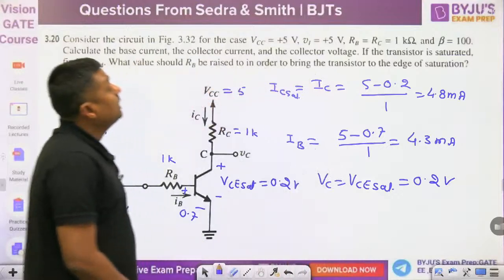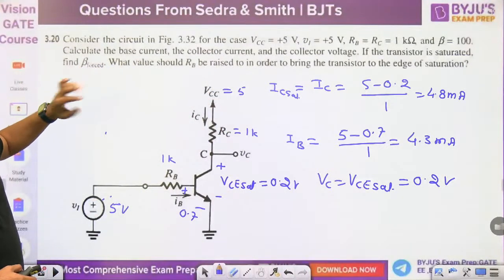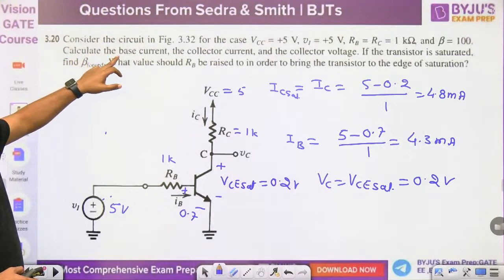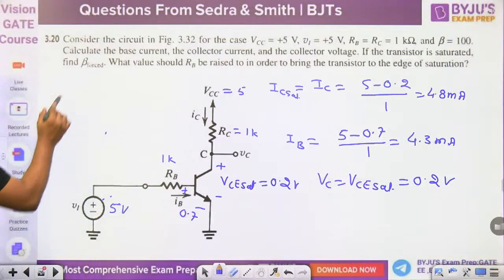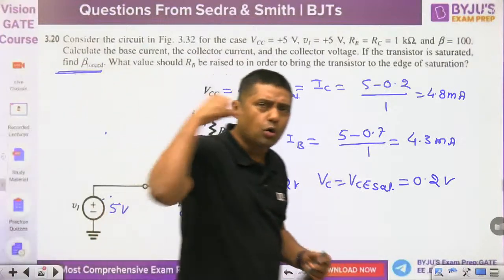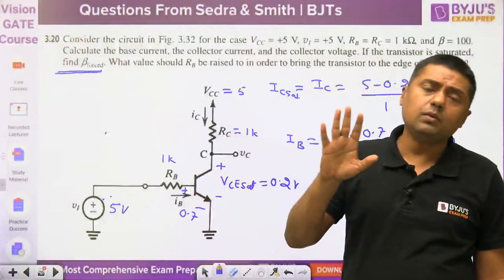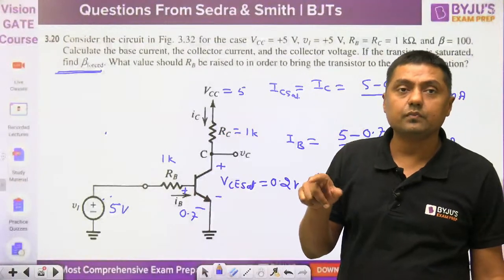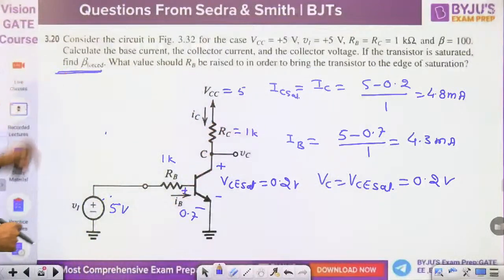Now first of all, if the transistor is saturated, we calculated the base current and collector voltage. That is over. Now find the beta forced. First of all, you have to solve this question. It is called forced beta. Because it is in saturation, we will calculate what the beta forced is.